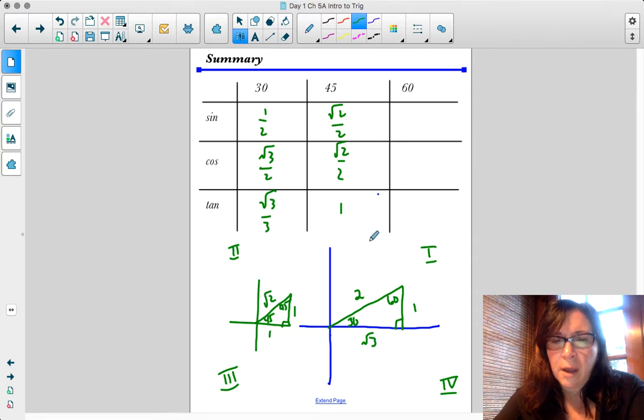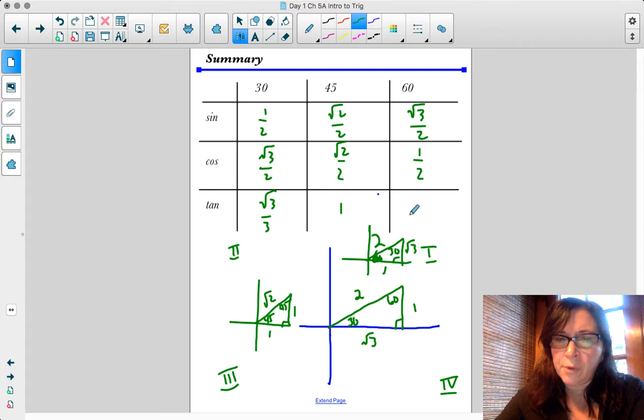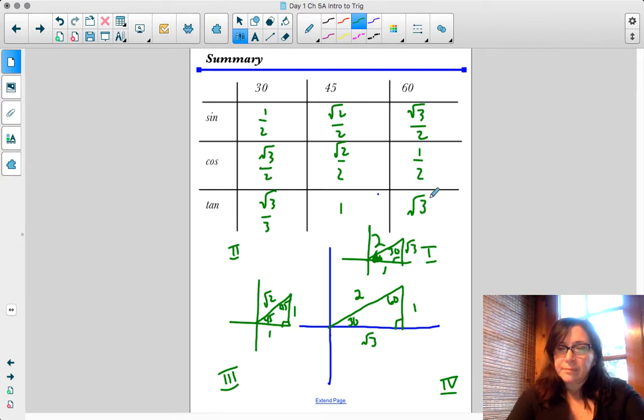Now the 60-degree angle, redrawing this for a 60. Here's 60, here's 30, here's 90. So across from the 90 is 2. Here we have 1, across from the 60 is 1 root 3. So sine of 60 is root 3 over 2, opposite over hypotenuse. Cosine of 60 is 1/2, and tangent of 60 is root 3 over 1.